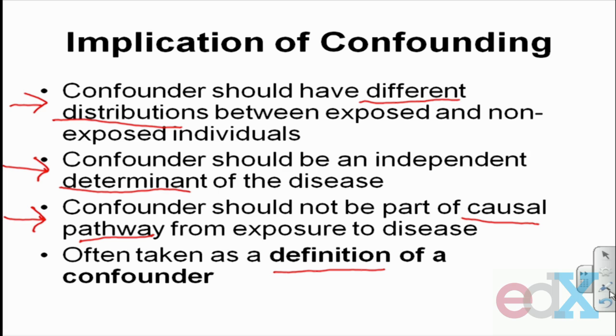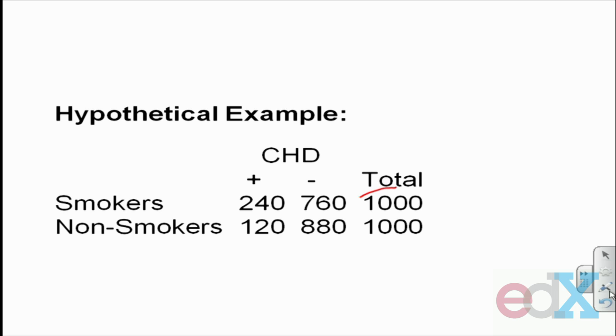And the first two, we can see if there's evidence for that in the data set. So let me show you that by an example linked to the one we talked about in the previous slide. So let's suppose this is the result of our cohort study. We enrolled 1,000 smokers and 1,000 non-smokers. We observed 240 cases of coronary heart disease occurring among the smokers and 120 occurring among the non-smokers.